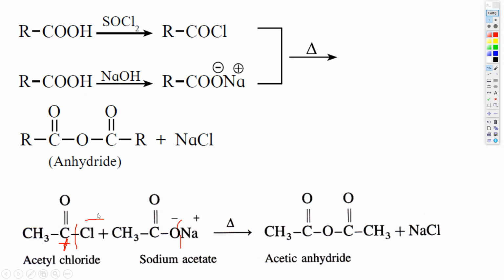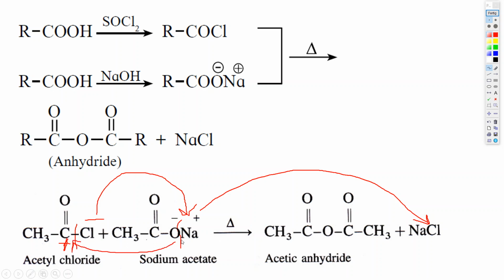Then what will happen? This Cl minus attacks this Na and leads to the formation of the minor product NaCl. And this O minus, this nucleophile, attacks this carbocation. This carbon carries a positive charge, and the major product is like this: CH3 C double bond O, and this oxygen atom forms a bond with the carbon atom. The oxygen is bonded to this carbonyl group, and the carbonyl group is bonded to this CH3 group. The name of this compound is acetic anhydride.